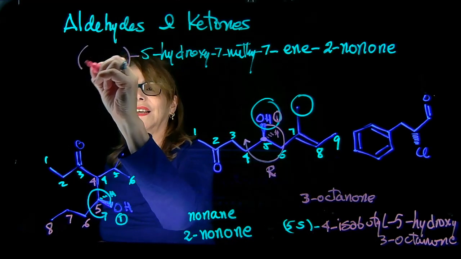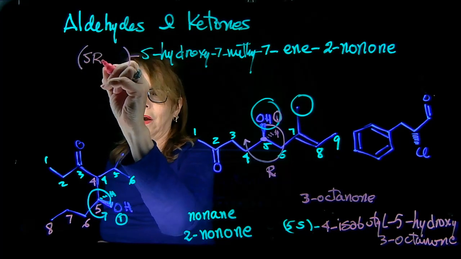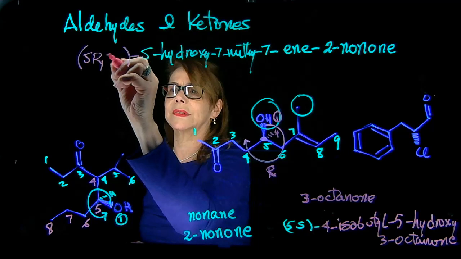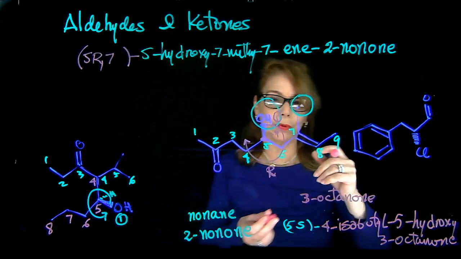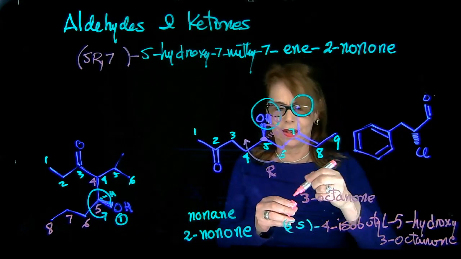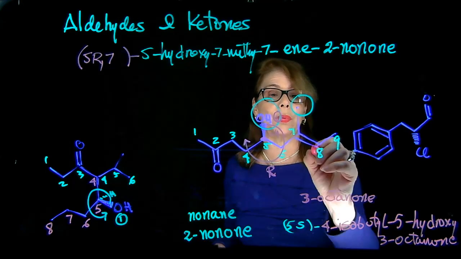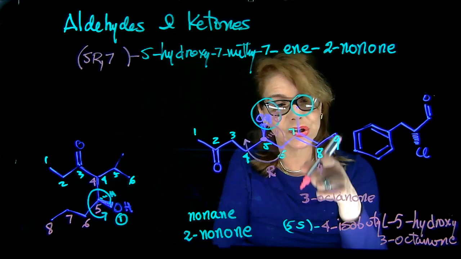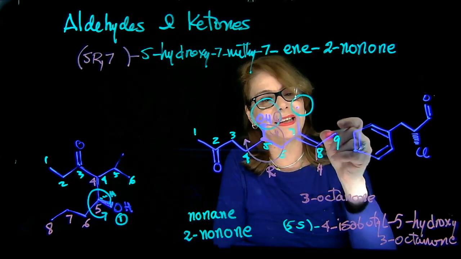So it is 5R, but I still need to say the configuration of the alkene. So let's write here 5R, and the alkene starts in 7, but I need to say whether it is E or Z. So here again, you need to consider the priorities. At carbon 8, we have an H and a methyl. So the highest priority is the methyl.